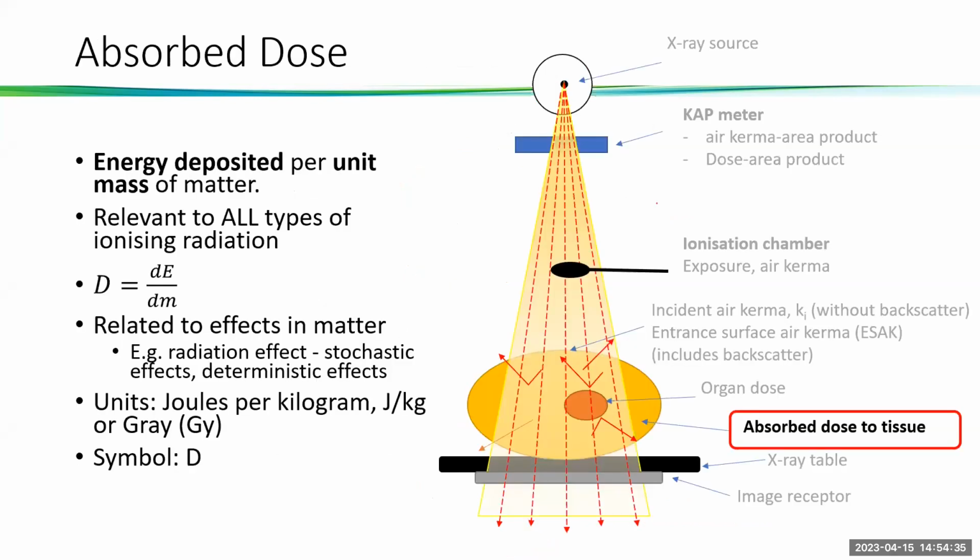Next, we'll talk about absorbed dose. Absorbed dose is defined as the energy deposited per unit mass of matter. This quantity is relevant to all types of ionizing radiation, whether X-rays, gamma rays, or charged particles. It is useful because we often use it to relate to effects in matter, tissue reactions, the stochastic effects, and deterministic effects. The unit is the same as Kerma, which is joule per kg or Gray, but the symbol we will use is D.